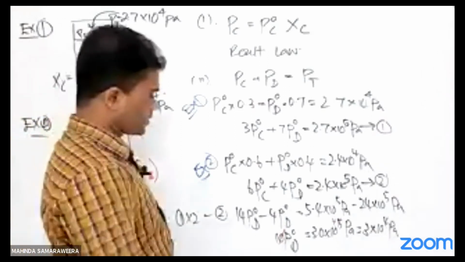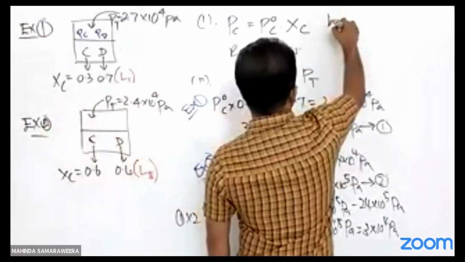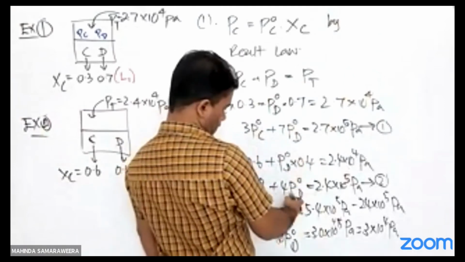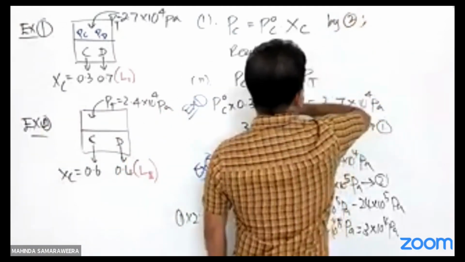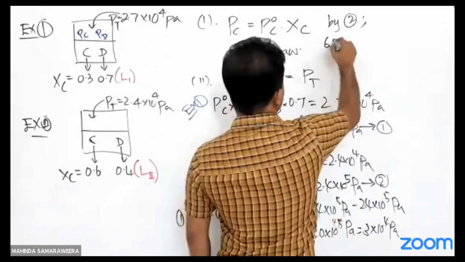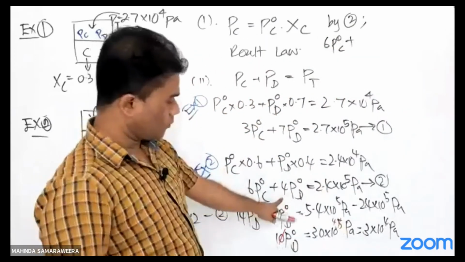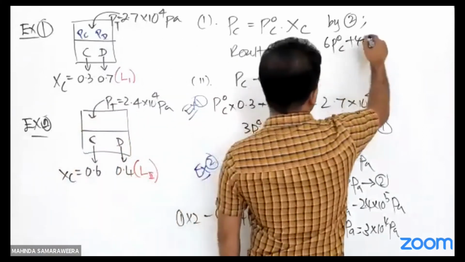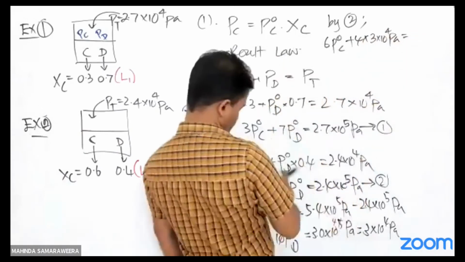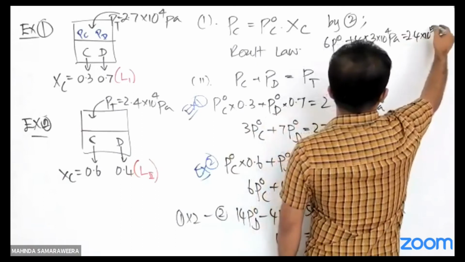Other one, that is P naught C. I get it like this. By first, let's say by first is okay. D we got 7. I think second one is good. By second, we can say 6P naught C plus 4 × P naught D. 4 × P naught D, 3 × 10⁴ Pascal is equal to 2.4 × 10⁵ Pascal.